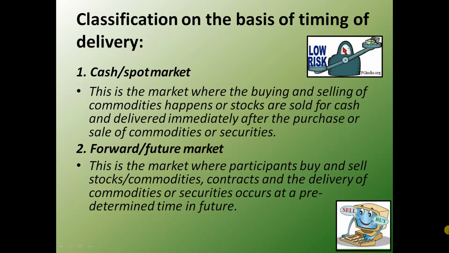Now, classification of markets on the basis of timing of delivery. There are again two: cash and forward. Cash market is also called, sorry, a spot market. Cash market is the market where the buying and selling of commodities or stocks happens for cash and delivered immediately after the purchase or sale of commodities or securities.